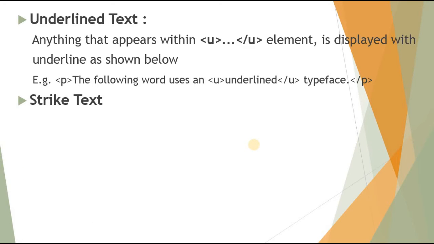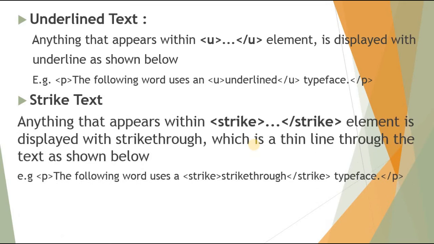Second is strike text. Anything that appears within a strike element is displayed with a strike through, which is a thin line through the text. Strike through means a line comes through the text. For giving the strike through effect, we are using a strike tag here, and the example here is inside a paragraph tag we used a strike through.